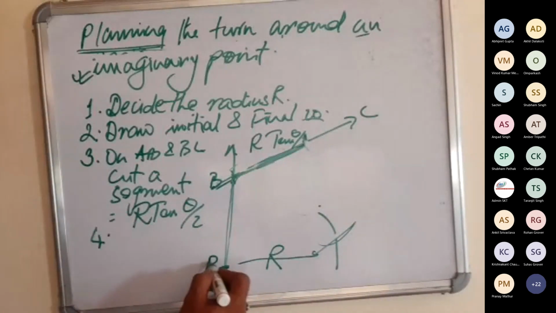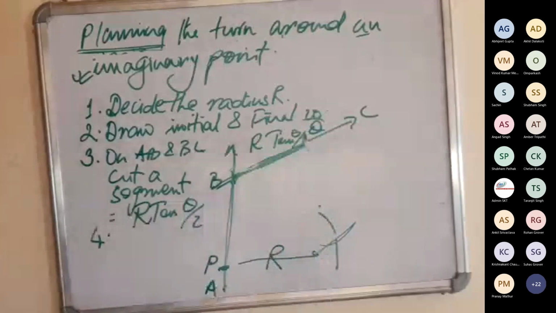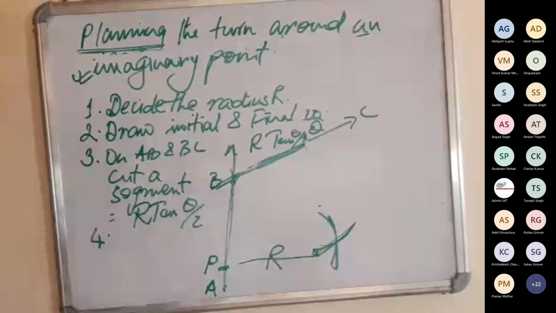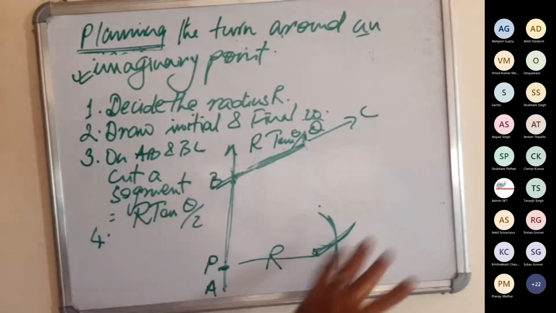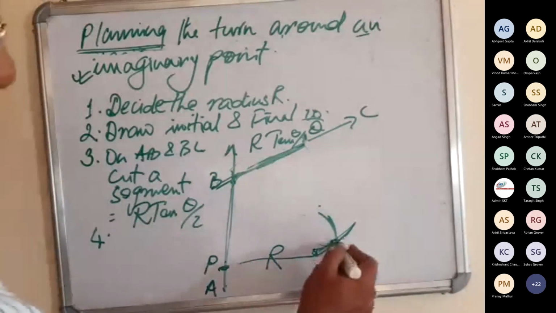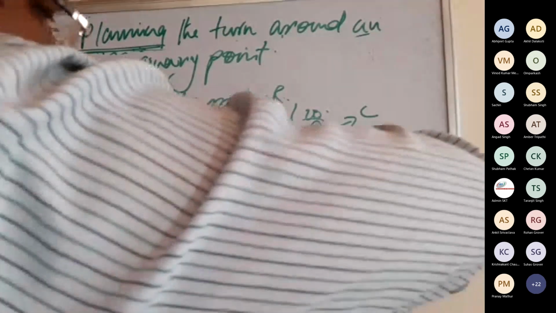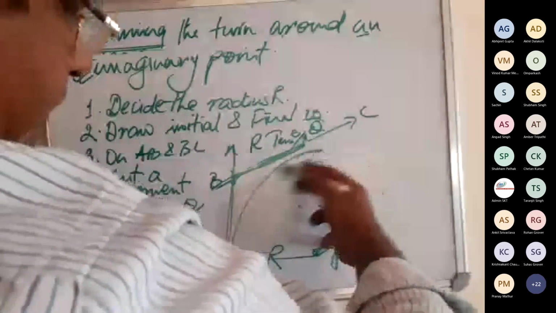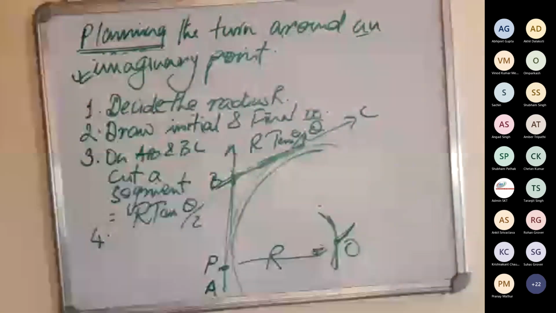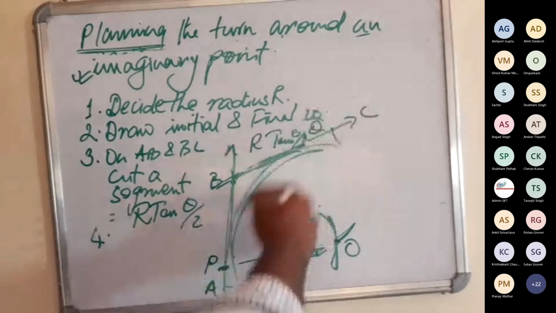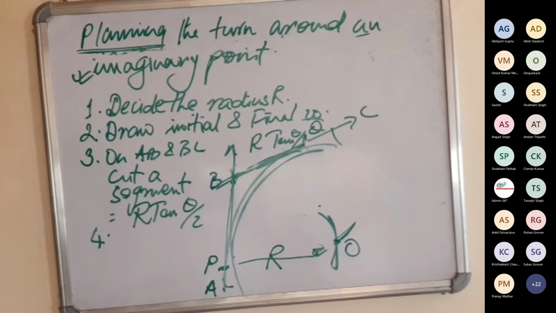From point, let us say this was P and this was Q. So from P and Q, cut an arc inside the turn. Now the point of intersection is your center. Then turn the compass and draw the arc like this. So you have the initial course, you have the final course, and you have the turning track. Understood? Yes, sir.